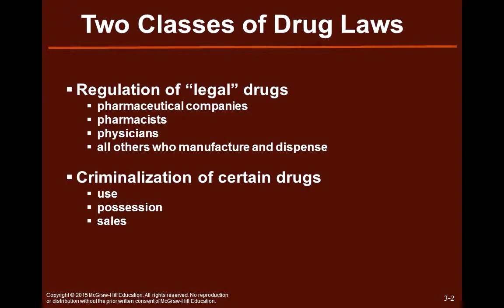Throughout our lecture today, we're going to be talking about two different classes of drug laws. All the laws that we'll discuss break down into one of these categories. The first category is the regulation of legal drugs. These are laws that apply to people who manufacture prescription drugs, those who dispense them, and the physicians who prescribe them. So these are all drugs that are legal to manufacture and consume here in the United States. Our other category are those illicit drugs, the drugs that are now associated with criminal behavior, and the laws in this category regulate or outlaw the use, possession, and sales of these sorts of drugs.